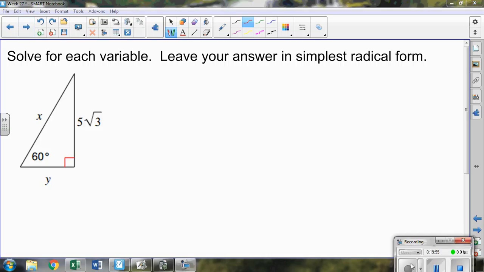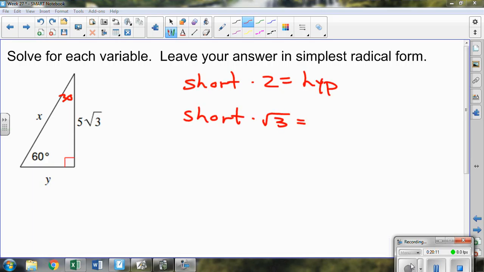What type of triangle is it? 30, 60, 90. So we would have the short leg times 2 gives us the hypotenuse. We also have the short leg times the square root of 3 equals the long leg. Which piece are we given? Is this piece, 5 times the square root of 3, the short leg, the long leg, or the hypotenuse?